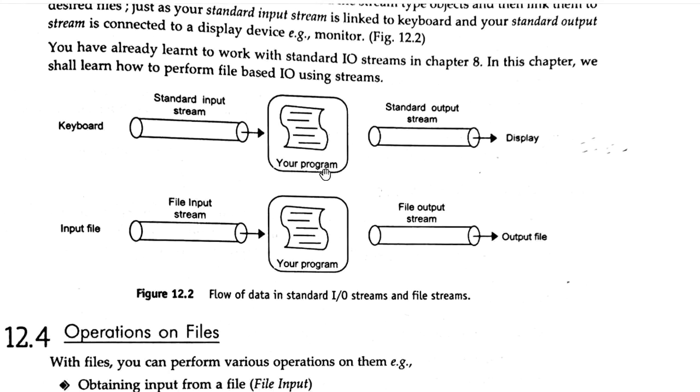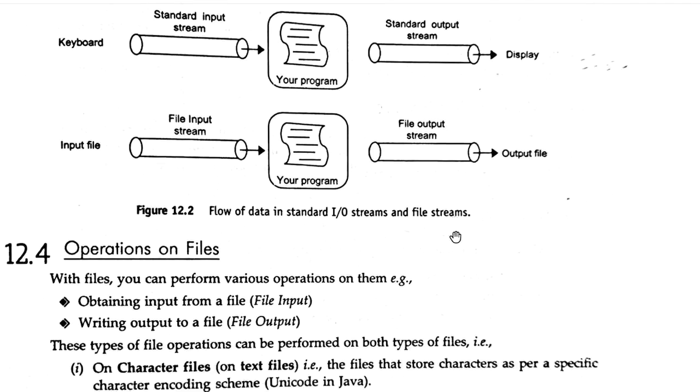This is one diagram. See here, this is my program. Here my program is accepting input from keyboard through standard input stream. This is the channel through which this input will come from the keyboard to my program. And from my program, the generated output will go to the output device through standard output stream. But instead of taking input from keyboard, we can take input from input file. So that time the channel is file input stream, not standard input stream. And instead of sending the output to the output device, we can send the output to a file. That means we can write the output to a file. And that time we will use file output stream channel.